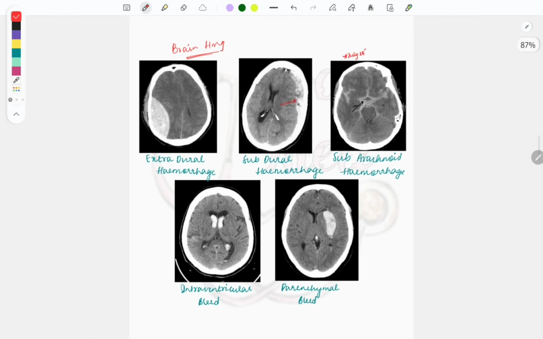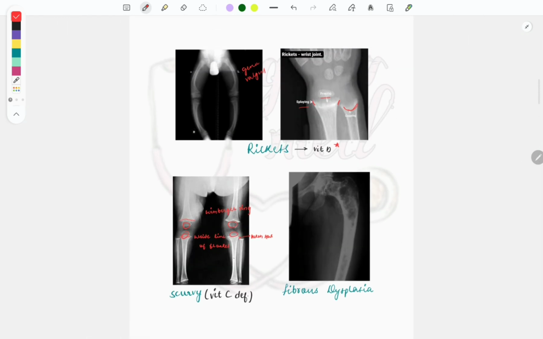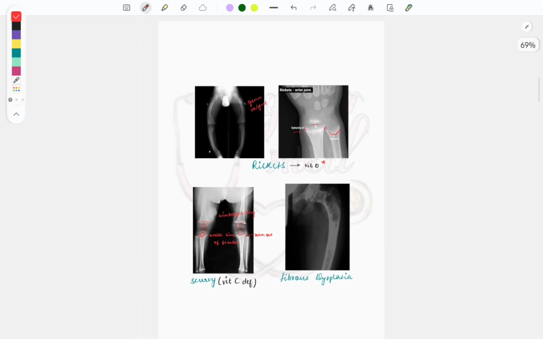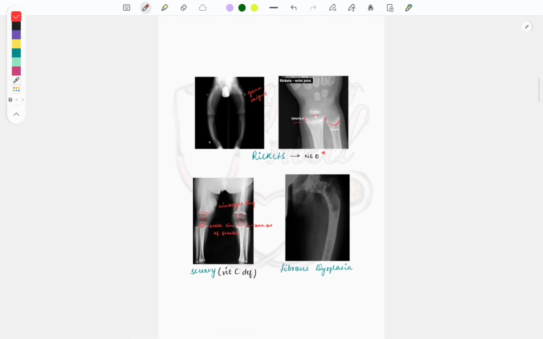So these were some important images from radiology which you must know. If you want a part 2 video discussing other important radiological images, then comment part 2. I will surely make a video and post it.